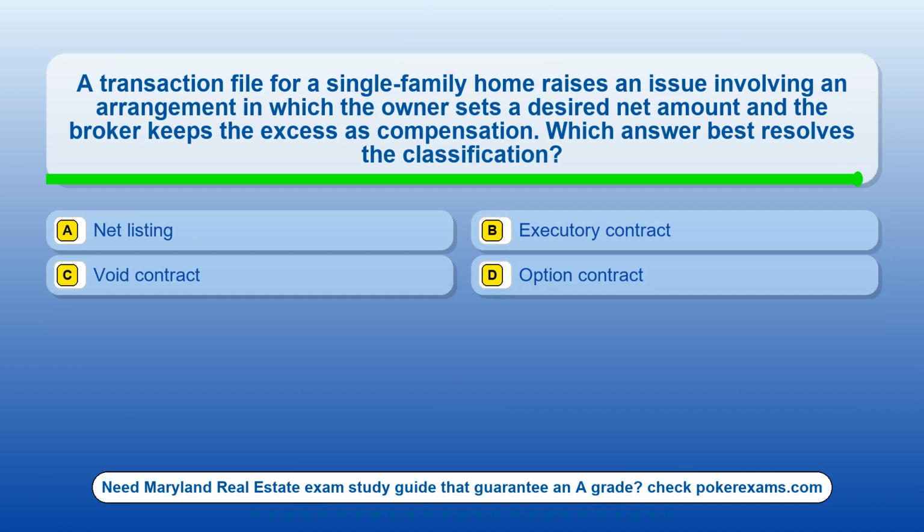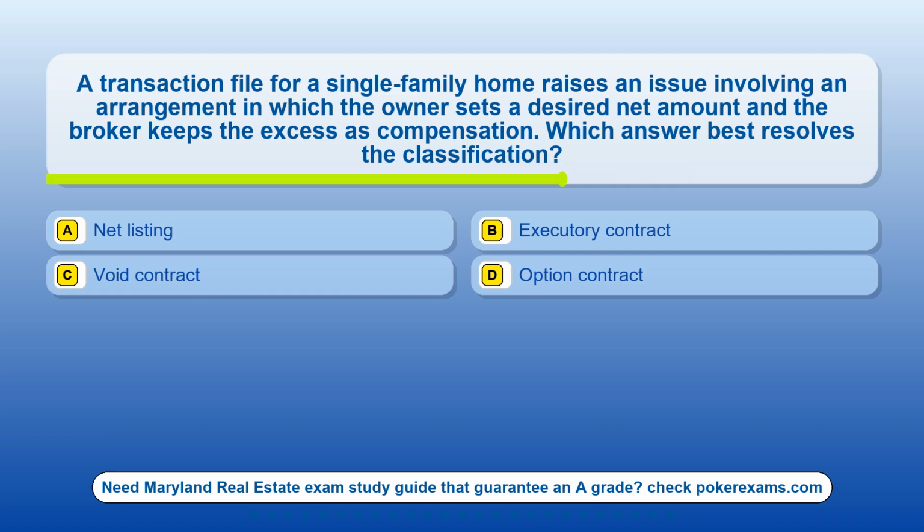Question 6. A transaction file for a single-family home raises an issue involving an arrangement in which the owner sets a desired net amount and the broker keeps the excess as compensation. Which answer best resolves the classification? Option A, net listing. Option B, executory contract. Option C, void contract. Option D, option contract.